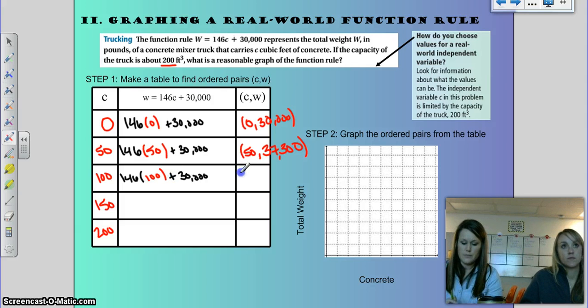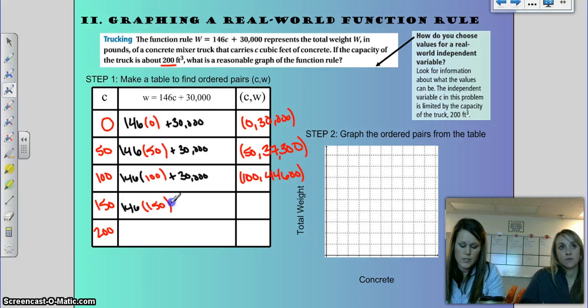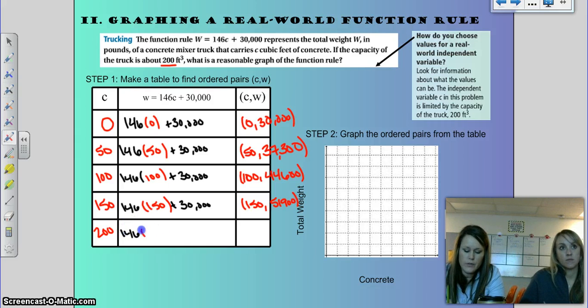Plus 30,000 is 44,600. So 100 cubic feet of concrete will give me a weight of 44,600 pounds. All right, 146 times 150 plus 30,000. So 150 cubic feet of concrete gives me 51,900 pounds in weight. Okay. Is it pounds? Yeah. And then the last one, 146 times 200.